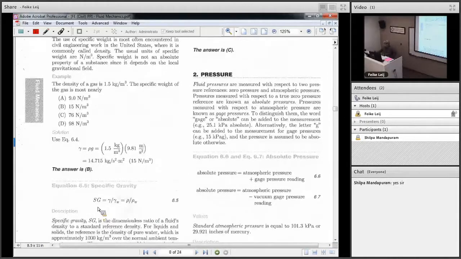Then for liquids, we like to use the density and the specific weight of water as a reference. So for an unknown arbitrary liquid, the ratio of density of that liquid with respect to the density of water is the specific gravity. Since gamma, the specific weight, is rho times g, these ratios are really the same because gravitational acceleration obviously is not going to change.